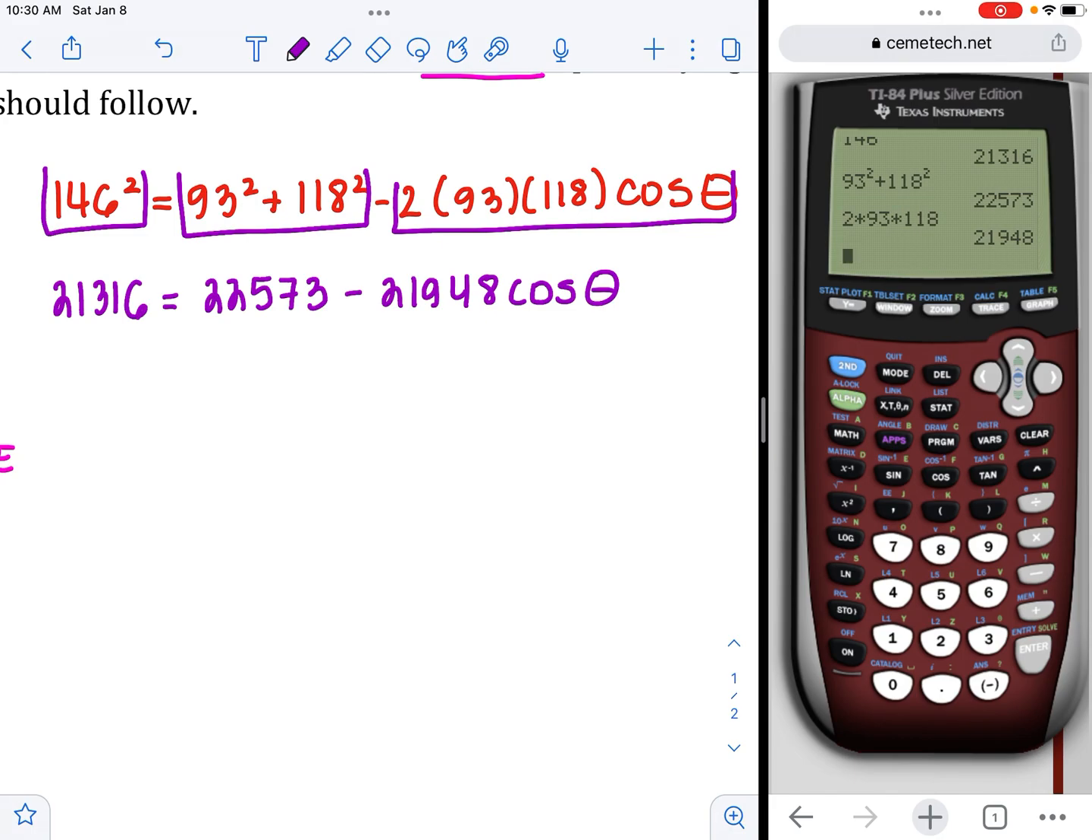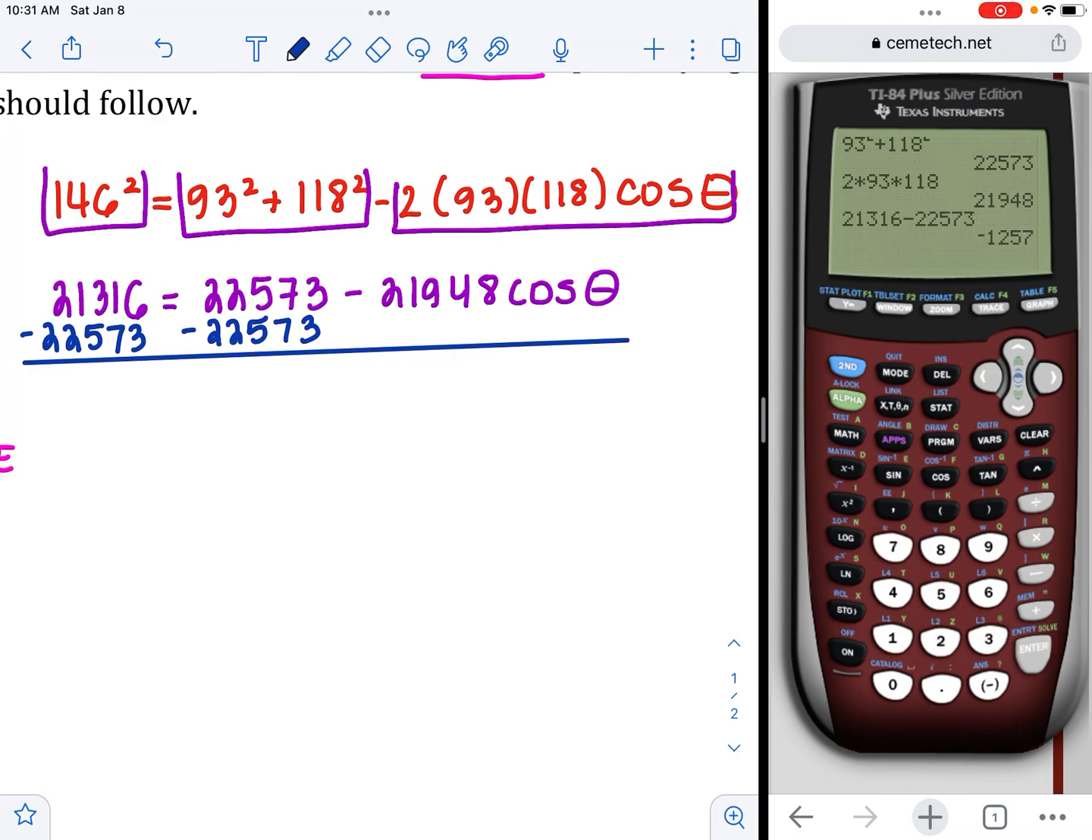All right, now remember you're solving for theta, which is attached to cosine, which is attached to that negative 21,948. So first thing I'm going to do is get rid of this 22,573. I'm going to subtract those and see what I get. So I have 21,316 minus 22,573, and I get negative 1257.